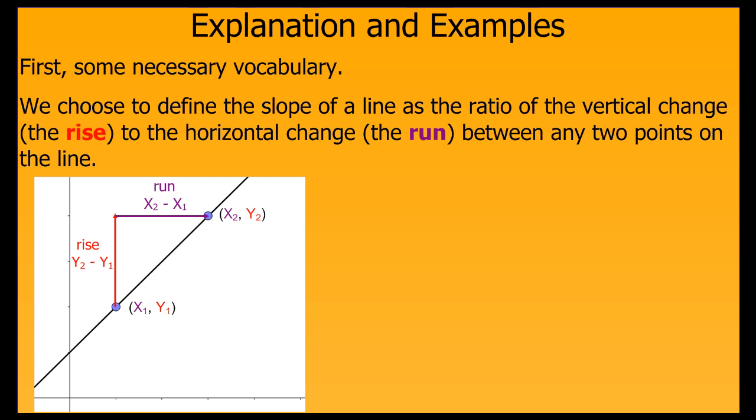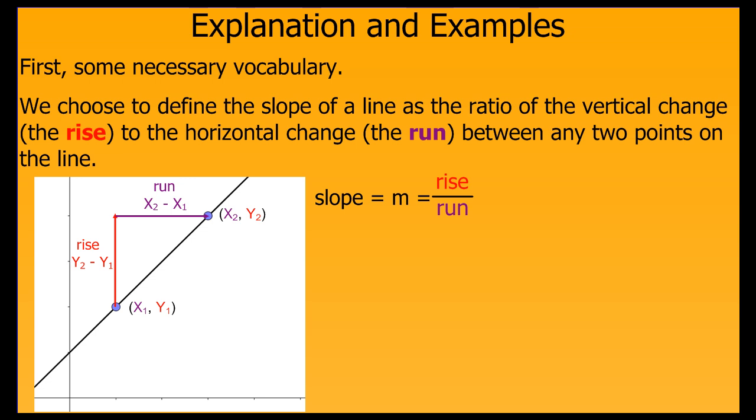Our run, or horizontal change, is going to be the difference between x2 and x1, the 2 x coordinates of points on this line. It's really important to understand that we can pick any 2 points on a line to calculate the slope, as the slope of a line is always the same, or constant. Mathematically, we often use the variable m for slope.